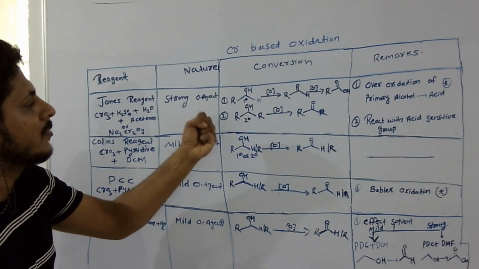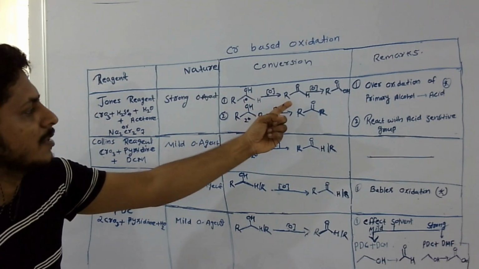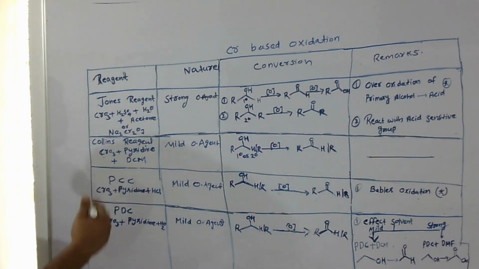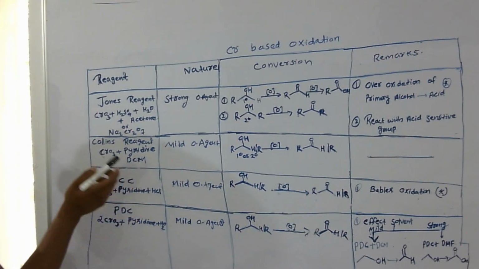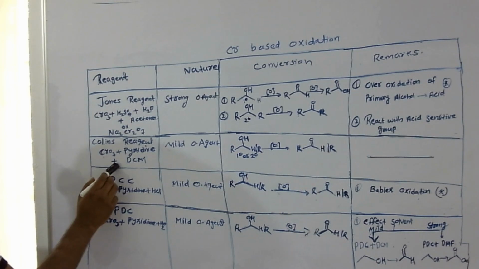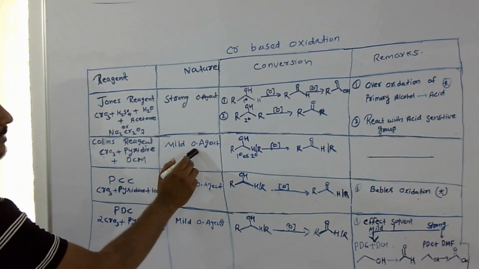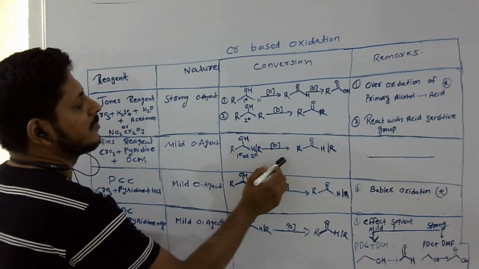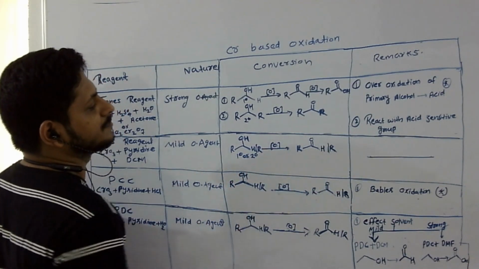So in order to control the oxidation of primary alcohol up to the aldehyde, scientists introduced another kind of chromium-based reagent, that is Collins reagent. Collins reagent is CrO3 plus pyridine. It's a mild oxidizing agent, so that it will oxidize primary or secondary alcohol into aldehyde or ketone.